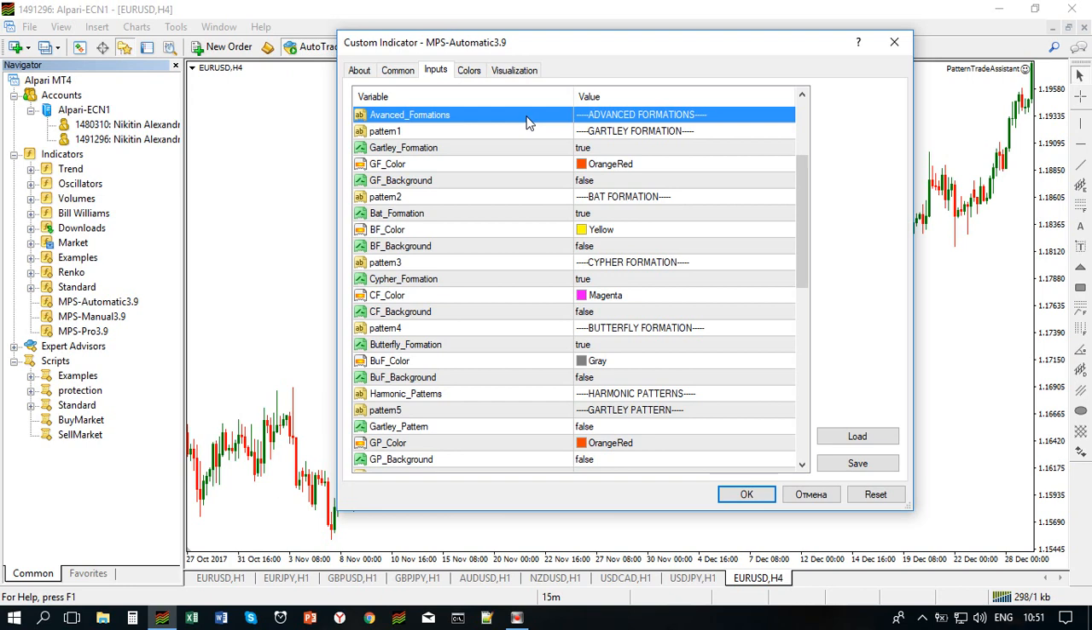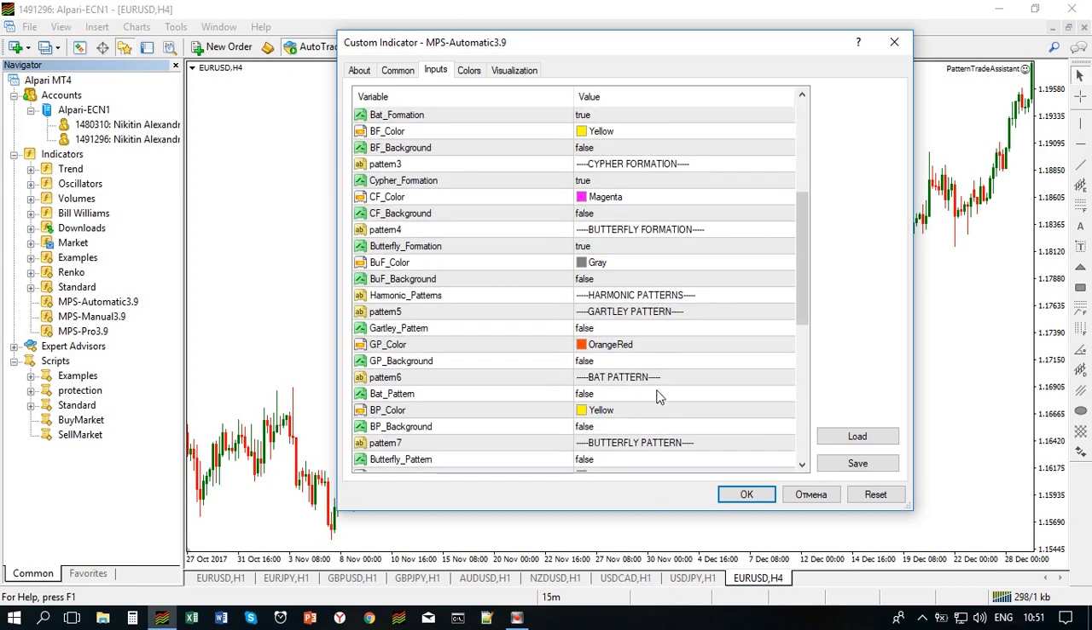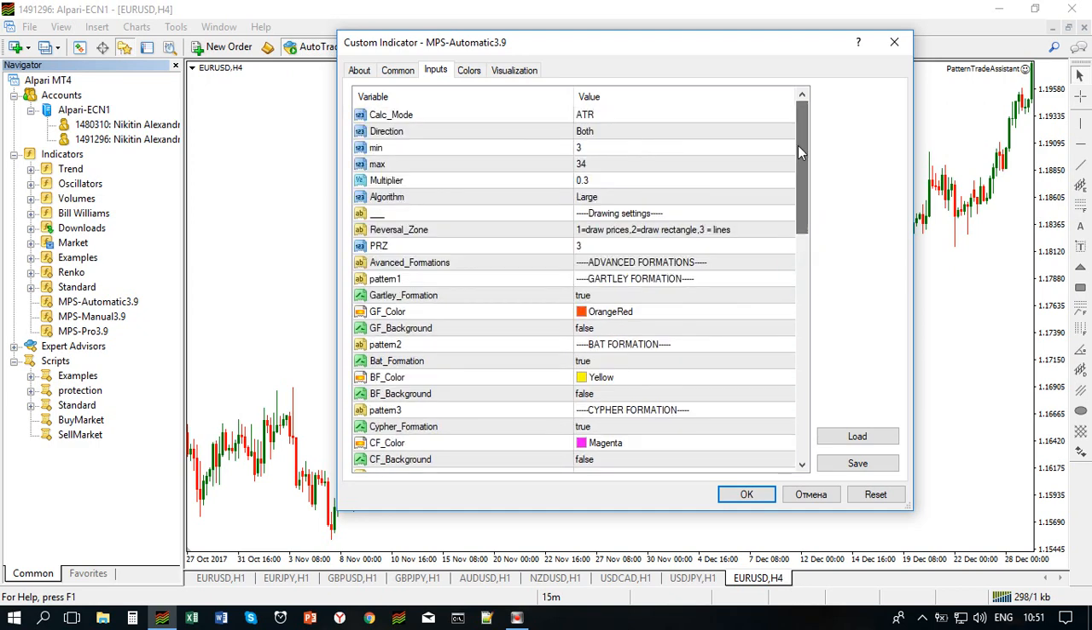That's why plenty of guys out there simply mix these two approaches, and that's why they have neither good performance here nor good performance there. They are neither good in advanced formation nor good in harmonic patterns, because they simply mix the two approaches. Okay, what can you do with those patterns? You can switch them to be displayed or not to be displayed, and the harmonic pattern is the same.